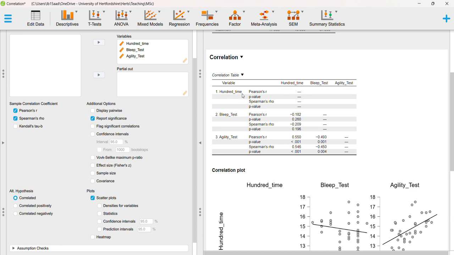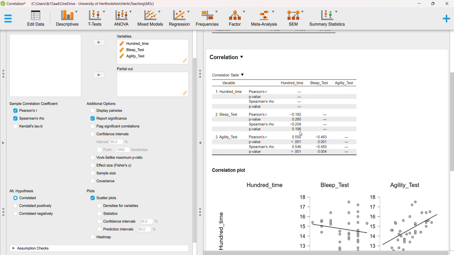So the 100-meter time was normally distributed. So if I look at that against the bleep test, which wasn't normally distributed, I have to look at the Spearman rho. So the Spearman rho value is minus 0.209. And underneath it's got the p-value, 0.196. I can say that there's no relationship between the 100-meter sprint time and the bleep test.